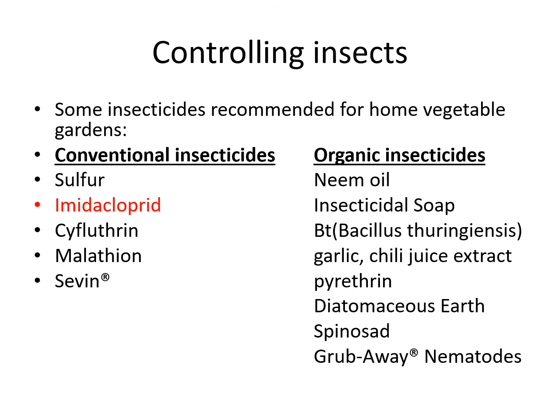Pyrethrins are pretty safe. Then there's the old diatomaceous earth, DE, which works really good on scaled insects because it gets under their wings and between their body parts and rubs and just rubs them raw and eventually kills them. So spinosad is another one of those good bacteria that we can use. And then there's grub away for nematodes.